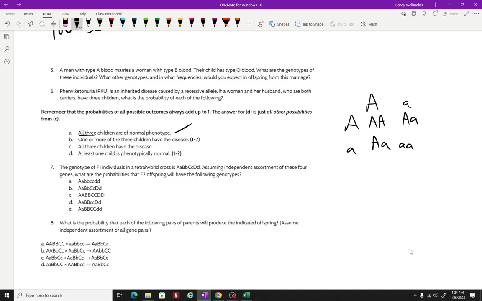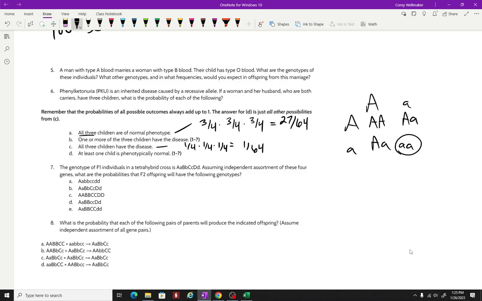So the probability that all are normal is 3/4 times, so child number 1 is normal, and child number 2, and child number 3. So that's going to be 27/64. What about, let's skip to C, all having the disease, so that's 1/4. So child number 1 is 1/4, and number 2 has the disease, and number 3 has the disease, 1/64.